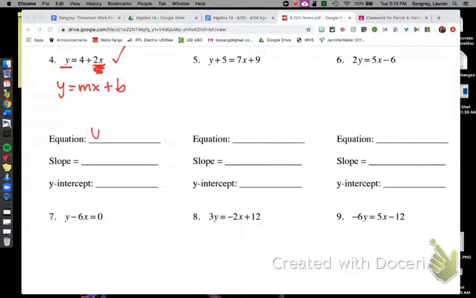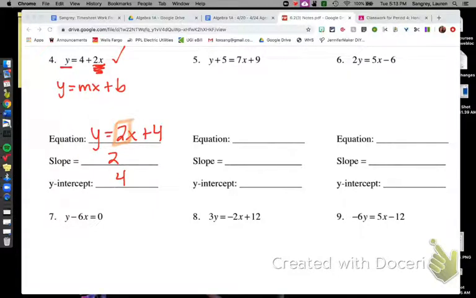So a lot of the times, you'll see everyone switches it, and it'll be 2x plus 4, just to keep the slope part first and the y-intercept second. So then your slope is 2 and your y-intercept is 4. So just remember, the part with the x is always your slope, no matter what the order is.